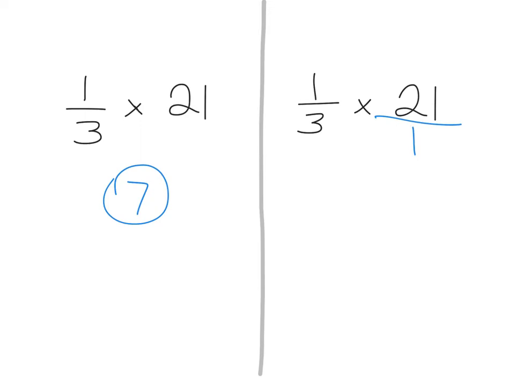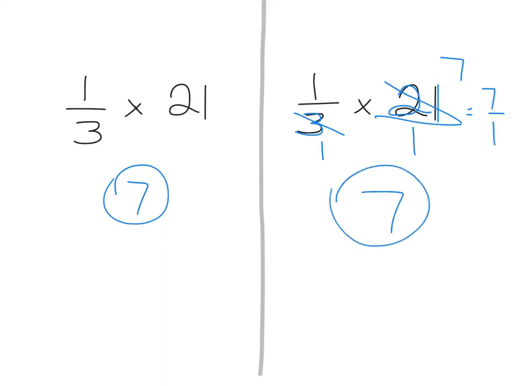Now I look to see if I can simplify, and I can. I can divide this 21 and this 3 by the same whole number. I can divide them both by 3. 21 divided by 3 is 7. 3 divided by 3 is 1. Now I can multiply the numerators. 1 times 7 is 7. Multiply the denominators. 1 times 1 is 1. And 7 over 1 is equal to 7. My answer is 7. 1/3 times 21 is 7.